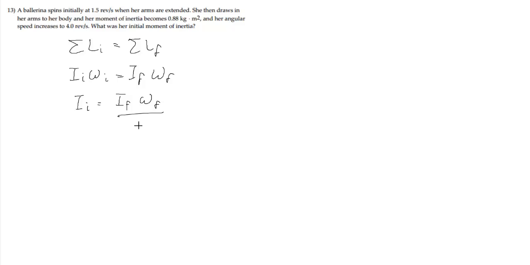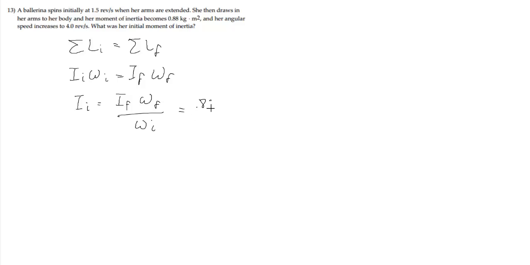So this is actually a fairly simple problem. This is again a job for conservation of angular momentum. And there's only one object here, so we can just call this I initial omega initial is equal to I final omega final. And we're looking for I initial here, so I initial is equal to I final omega final over omega initial, which, again, we don't have to convert these because these units are going to end up canceling out.